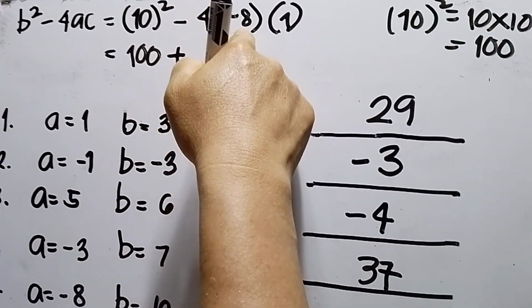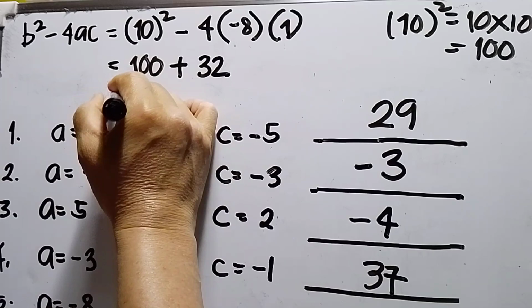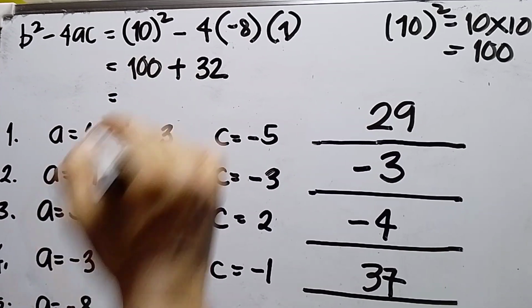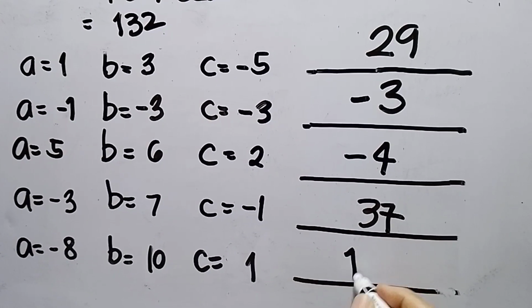So 4 times 8 is 32. 32 times 1 is 32. So 100 plus 32, this will be equal to 132. So my answer for number 5 is 132.